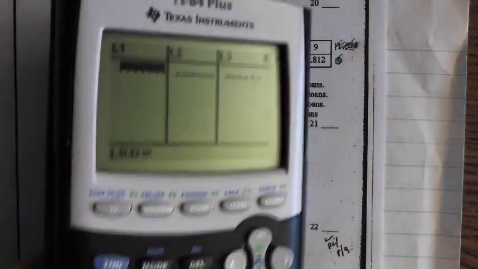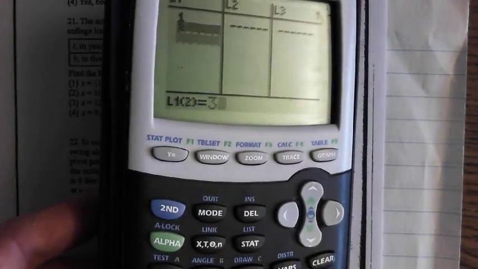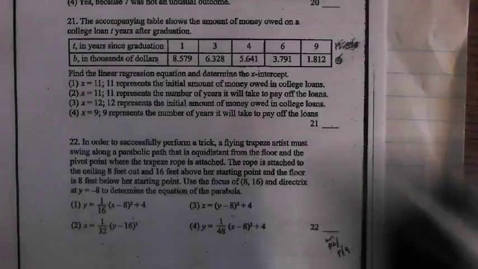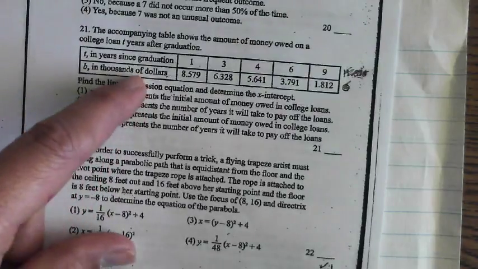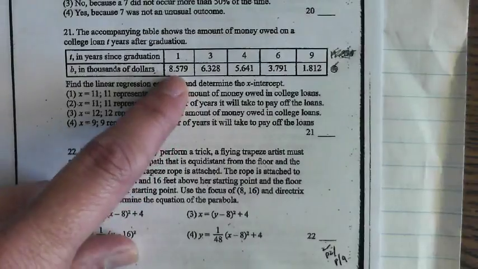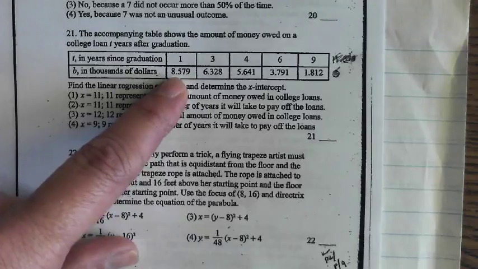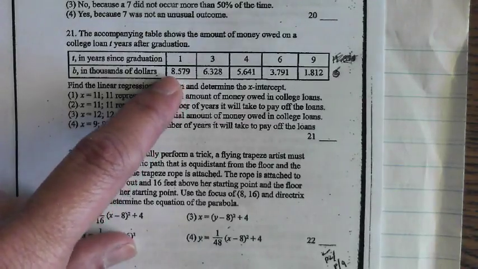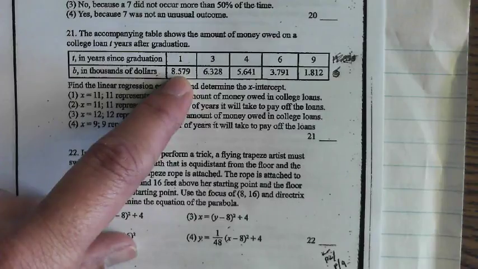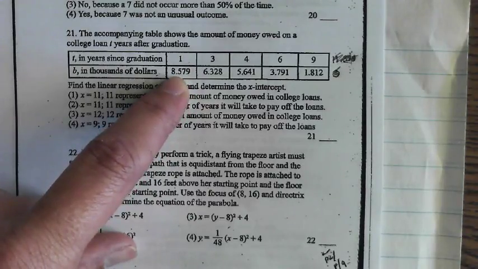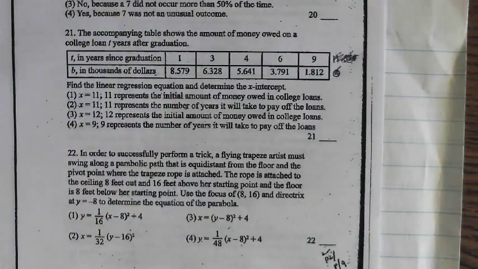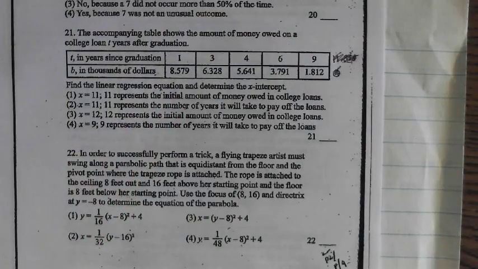Type in your years since graduation, which is 1, 3, 4, 6, and 9. Type in your thousands of dollars. Now keep in mind, this is just one of those things that may affect us later. This is in thousands, so 8.579 obviously doesn't mean you owe $8.579. In thousands, what would that number be? What is that actual number? How much money does that person owe, Andrew? Very good. 8.579 thousands is 8,579.